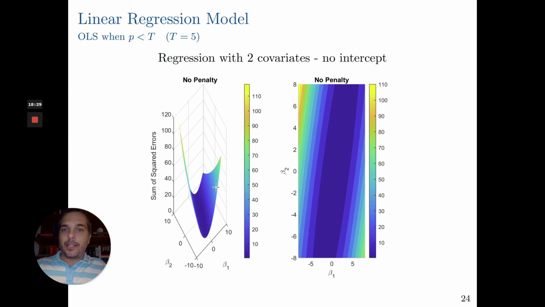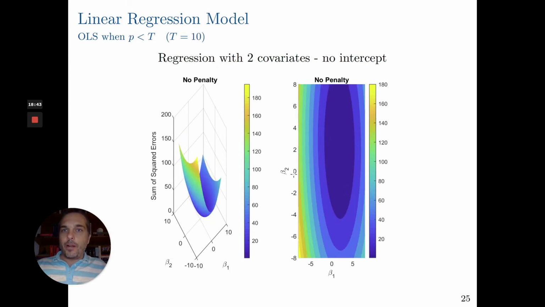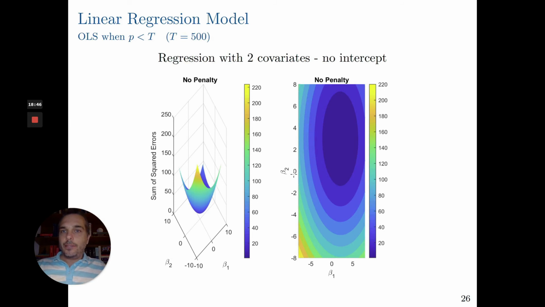Now let me start adding observations. So you start getting curvature in your function. See, now that looks like a quadratic function. And if you include more and more, now 10, 500. With 500, you see that you have curvature because you're introducing more observations, okay? And then you can solve the problem. You're going to solve the problem very precisely.